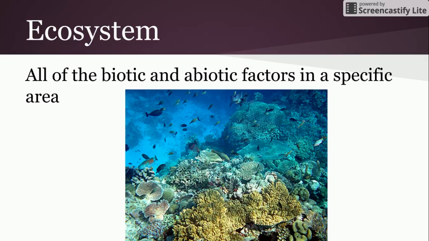The next level up is the ecosystem, and the ecosystem encompasses all of the biotic and abiotic factors in a specific area. So you'll see in this, keeping with the aquatic factors here, we have biotic and abiotic factors all in this picture, from the biotic being the living reef or the fish, and then there's also sand at the bottom, water, and rock, which are all abiotic factors.